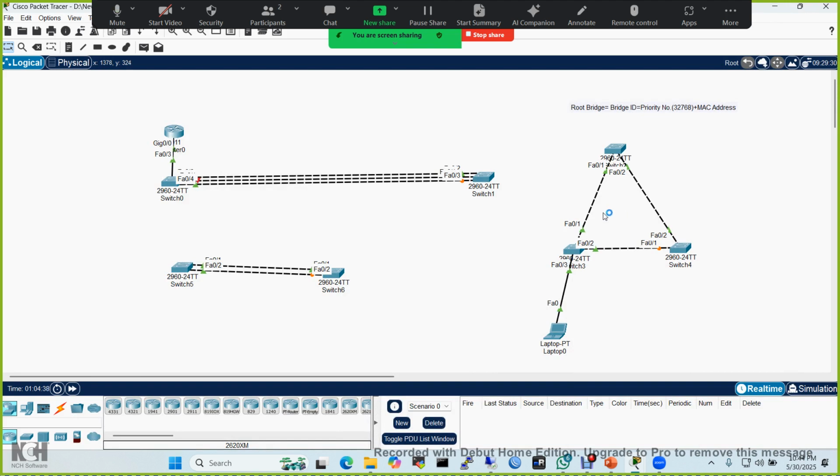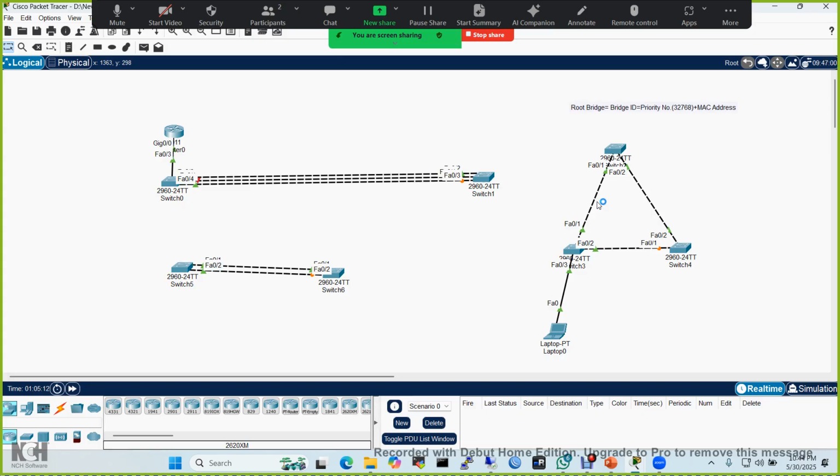And now, do you know how many roles we have in switch interfaces? Three roles. One is designated, another is root, and non-designated. Root and designated. These two roles will make a port in forwarding mode.